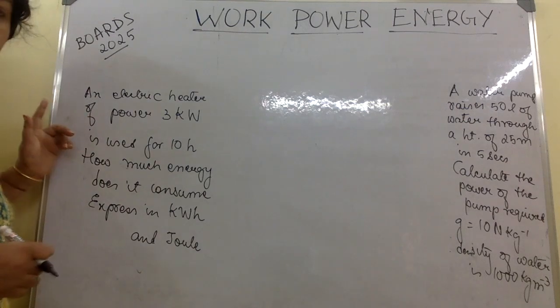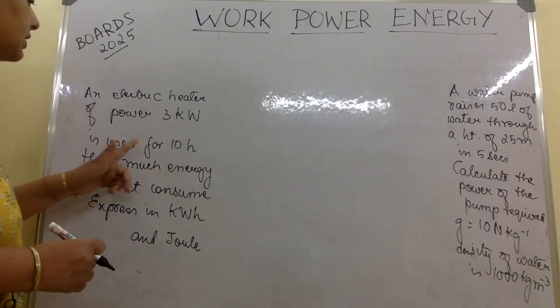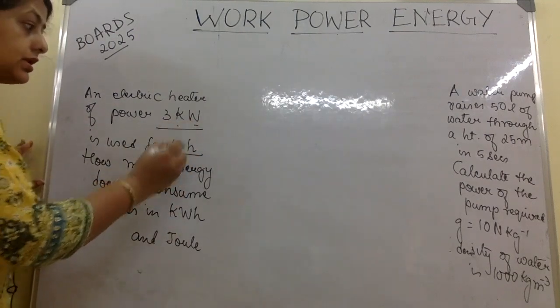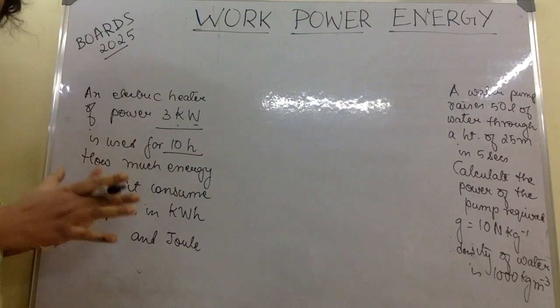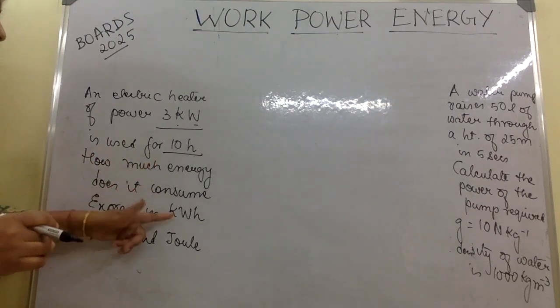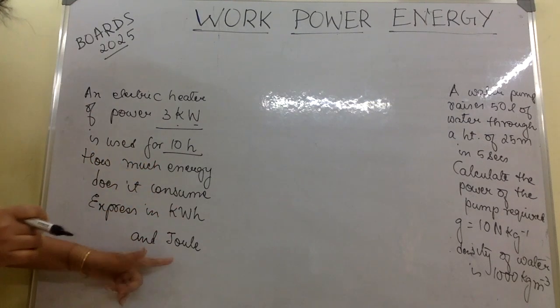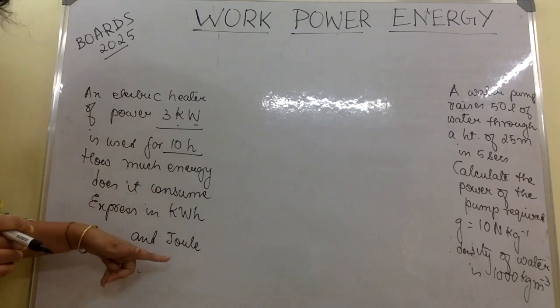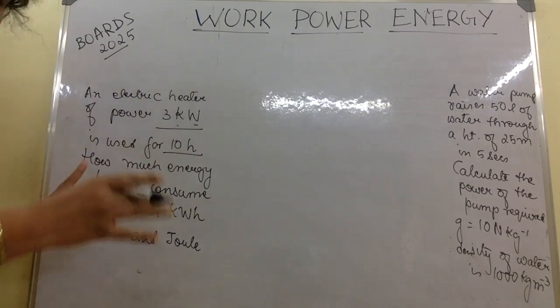Now we have a question here. An electric heater of power 3 kilowatts used for 10 hours. We have to keep noting the units. Okay, kilowatts and hours. It is given in kilowatt and hours. How much energy does it consume? Express in kilowatt hour and joule. So you have to express the answer energy in kilowatt hour and also in joule, in both ways.